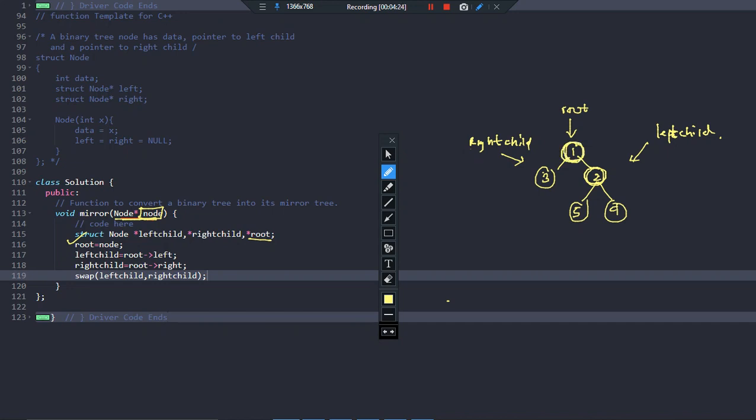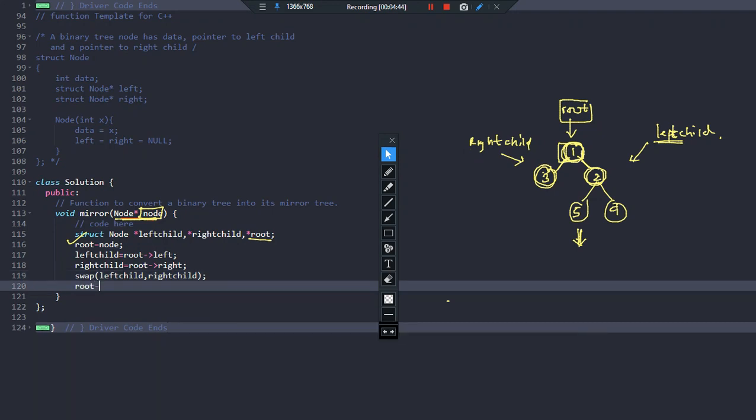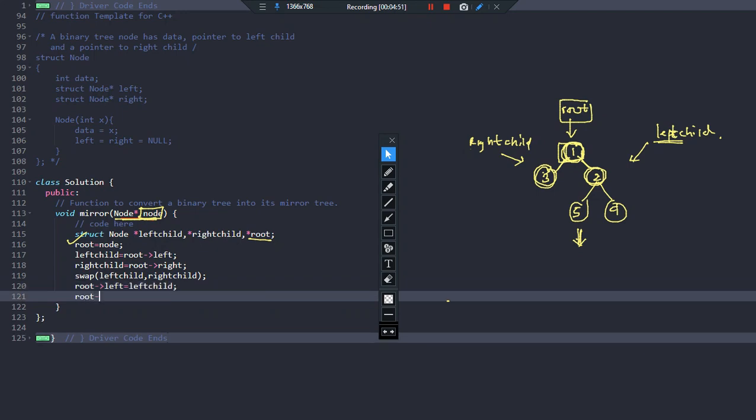But you can see that there is no change in the structure of the original tree, because 3 is still on the left and 2 is still on the right. What we can do now is say root left should now point to the left child. So if I say root left is equal to left child and root right is equal to right child, I'll get this structure.